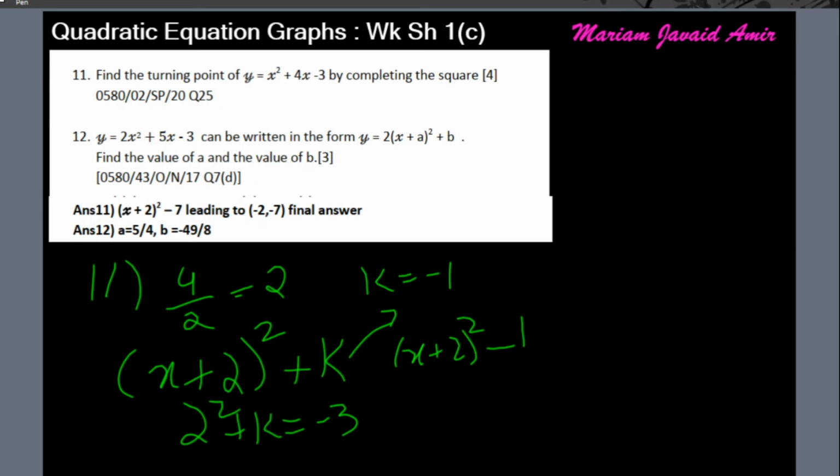Now its turning point would be: change the sign, it becomes minus 2, and retain this number with its sign. So minus 2, minus 1 is the turning point. In fact, this would be minus 3 minus 4. I wrote it wrong. This would be minus 3 minus 4, which is minus 7. So this becomes minus 7, and this is also minus 7. Alright, next up is question 12.